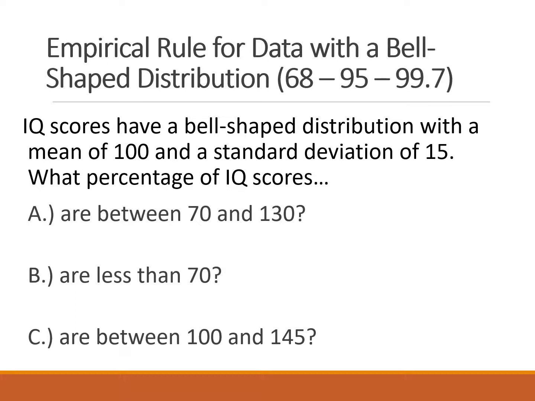For example, IQ scores have a bell-shaped distribution. They have a mean of 100 and a standard deviation of 15. So, the following questions: what percentage of IQ scores are between 70 and 130?